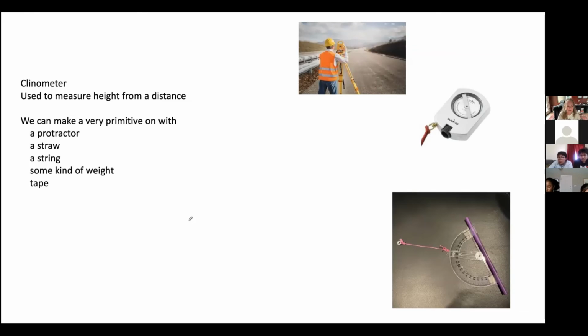A clinometer is a tool that's used to measure height from a distance. And you've probably seen engineers on the road, and they're measuring if there's an angle to the road. They can measure for great distances. There's a handheld one that they use. Forestry people use it in order to measure heights of trees. We're going to make a really primitive one.